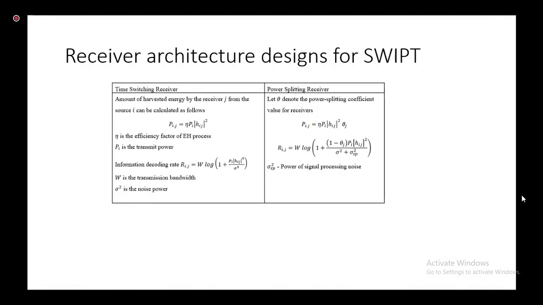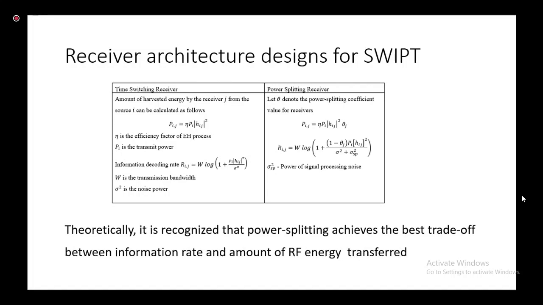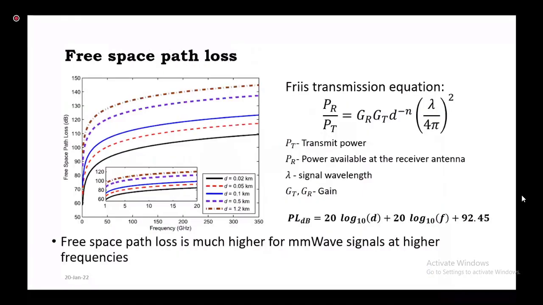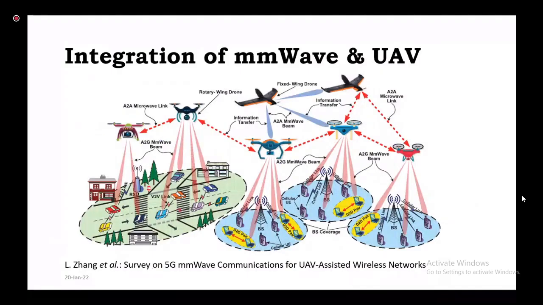So we have such receiver architecture designs for SWIPT, and theoretically we could see that power splitting has the best trade-off between the information rate and the energy harvesting. This is the one I tried to convey throughout this session.